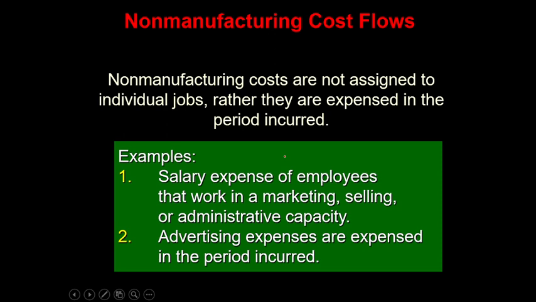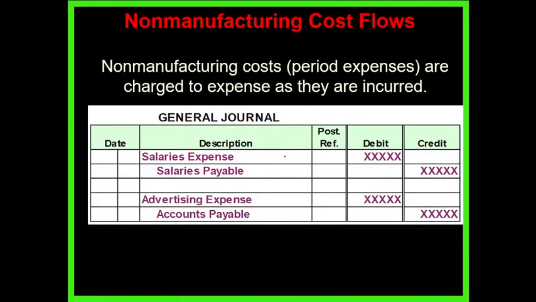Non-manufacturing costs are not assigned to individual jobs, rather they are expensed at the period incurred. Why? Because they are non-manufacturing cost eh. Like salaries expense of employees in marketing and selling or advertising expenses. And these are the entries to record them. They will not go to our work in process. They are not found in our job cost sheet.